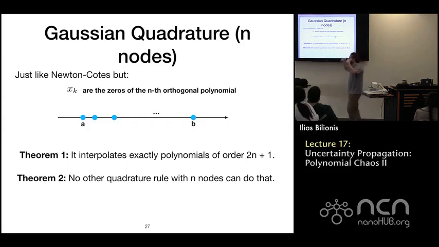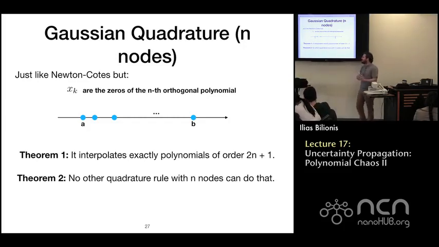So if you want to construct the Gaussian nodes, what you do is you take, let's say we are from -1 to 1 with a p of x equal to 1. So we have the Legendre polynomials. Okay, we want to integrate something with a uniform weight. So what we do is we construct the orthogonal polynomials. We go to the nth one and we ask it, what are your roots? Okay, where do you get 0? And this is what gives us our nodes.